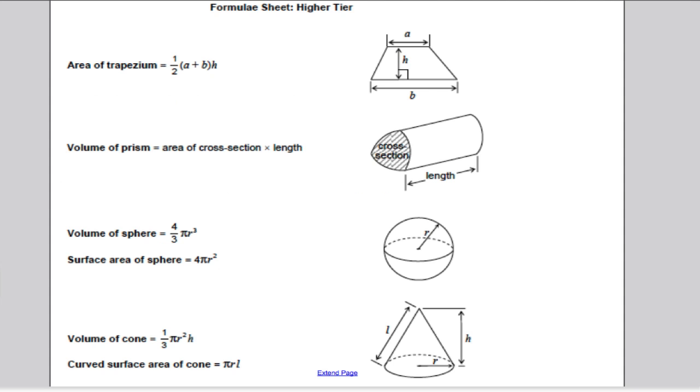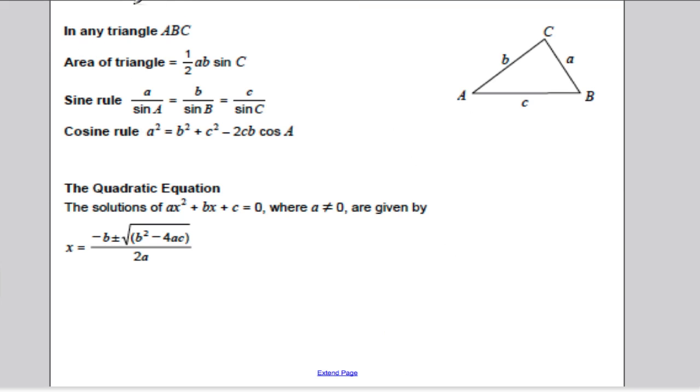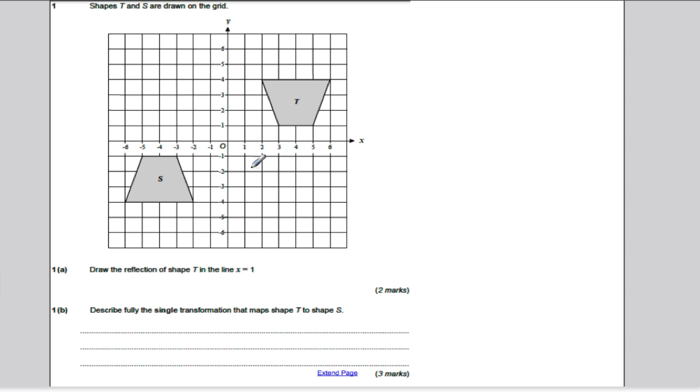Furthermore, there is a formula sheet at the front of the exam booklet that tells you certain area and volume formulae, and it tells you area of a triangle, sine and cosine rule, and the quadratic equation. Let's start straight away. Question 1.